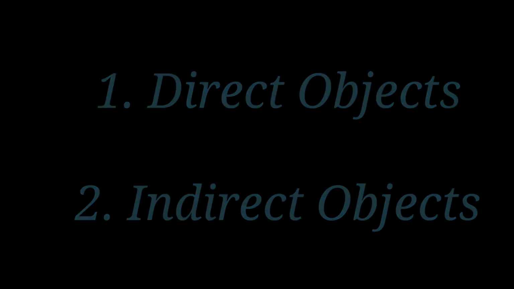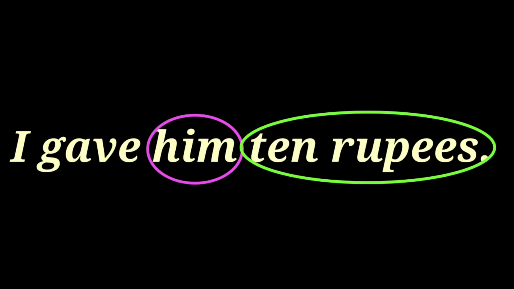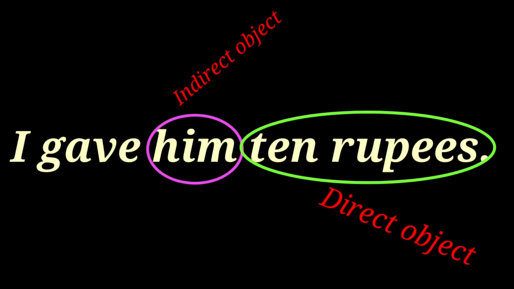Look at the following sentence. I gave him 10 rupees. Here, the verb gave has two objects, him and 10 rupees. Him is the indirect object and 10 rupees is the direct object. If we frame a question using the verb with the word whom, we get an answer, and that answer is the indirect object. And if we frame a question using the verb with the word what, we get an answer, and that answer is the direct object.